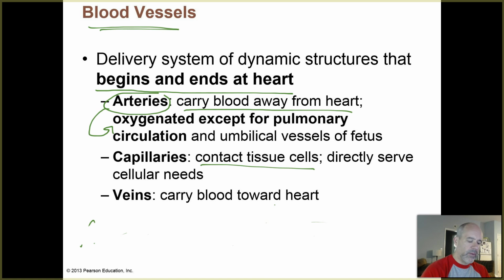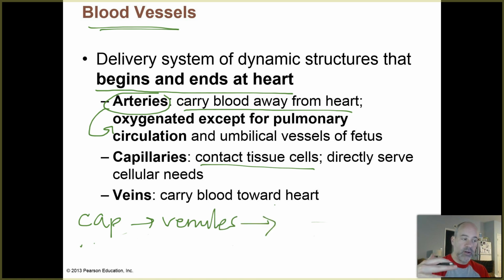You have blood flowing through capillaries, and your capillaries lead to venules. Those are the smallest veins, and then venules converge together, almost like little side streets leading to a bigger street, and those are your veins. And of course, you have smaller veins that lead to larger veins. And as you saw with the heart, the veins are bringing blood back to the heart.